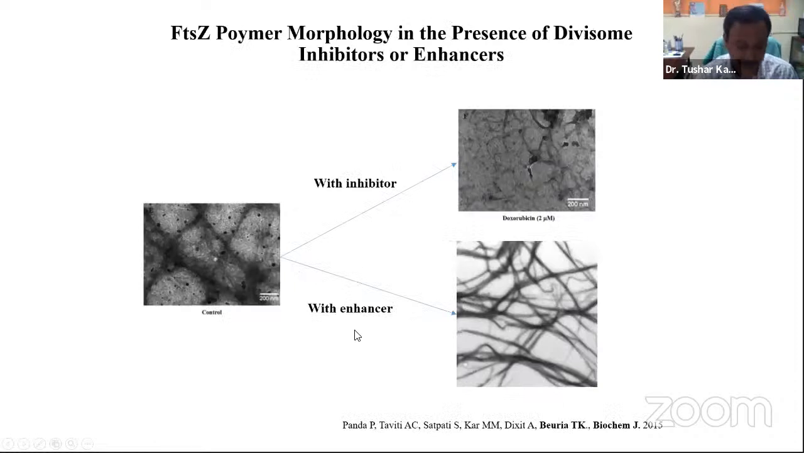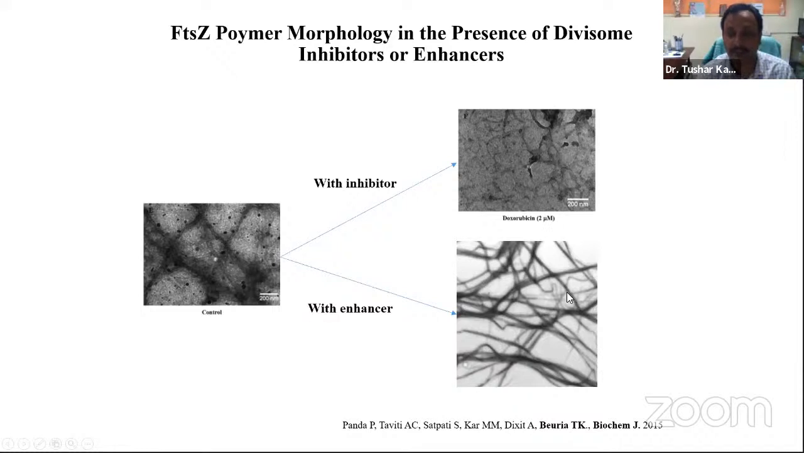Then how does this FtsZ play a role? These are electron microscopy images of FtsZ polymers. FtsZ normally forms very good polymers if you look at them under the electron microscope. In the presence of inhibitors, those polymers will form very small polymers, or they will disassemble. And in the presence of enhancers, they will form lots of bundles of polymers.